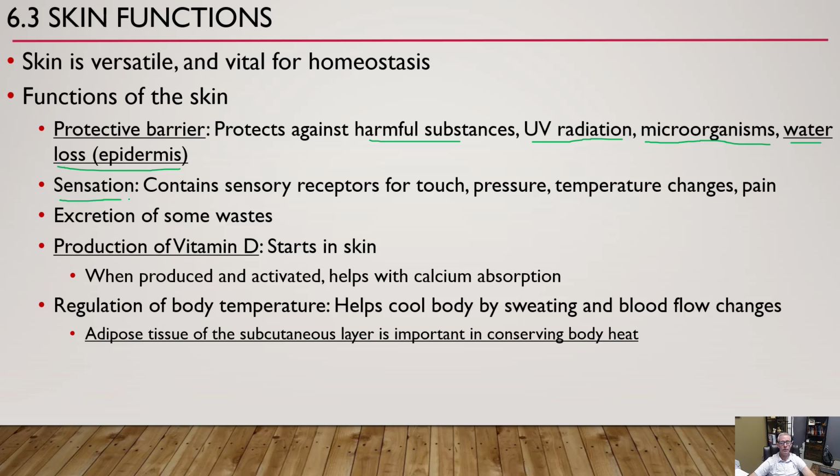Sensation, we have those sensory receptors for touch. Remember those tactile corpuscles, those Pacinian corpuscles. Temperature changes. We have these things called nociceptors that detect pain, thermoreceptors for temperature changes, excretion of some waste. We sweat. Production of vitamin D. Production of vitamin D, it starts in the skin.